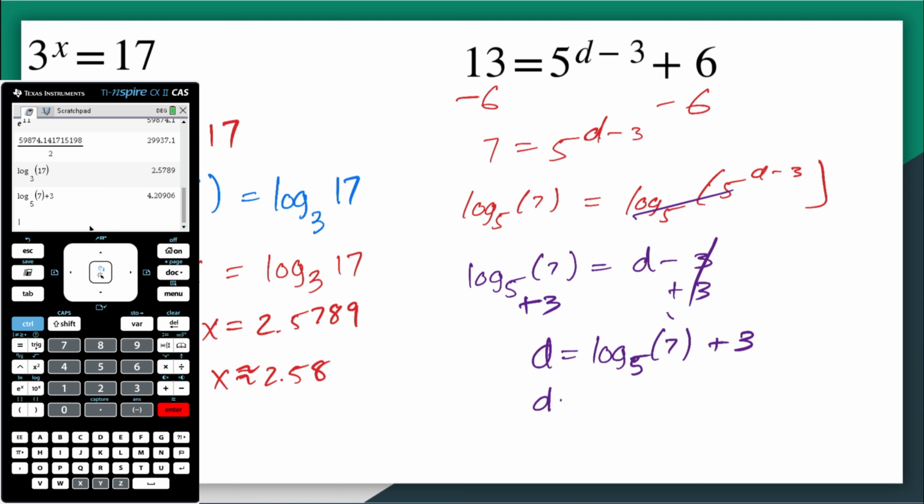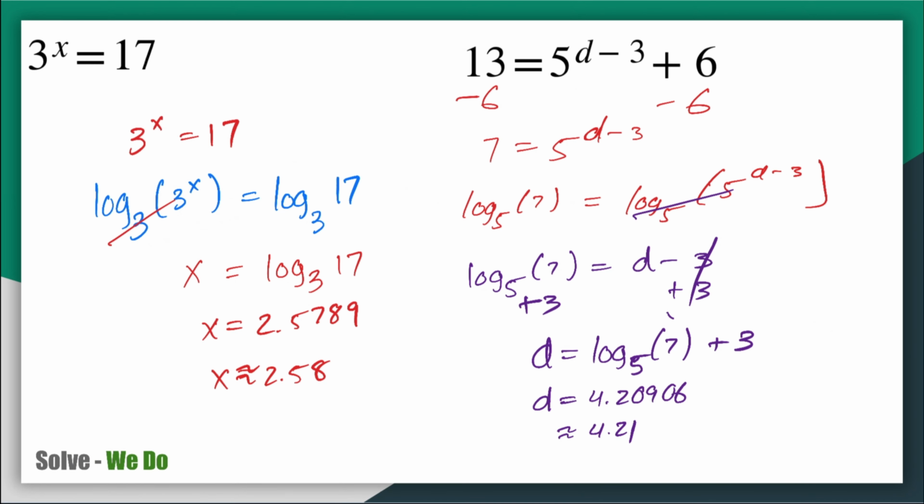So d is equal to 4.20906, or just approximately 4.21. Okay? All right. So hopefully you got that right. If not, we got a lot more problems to look at.